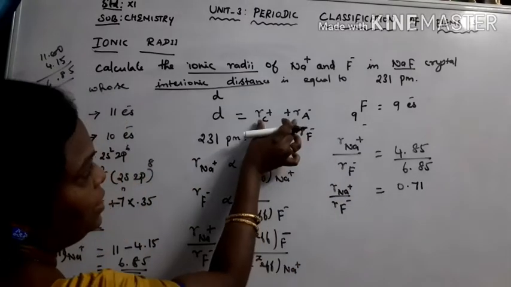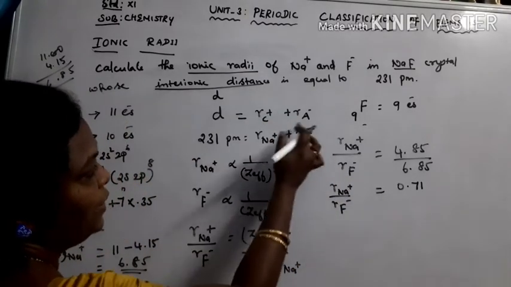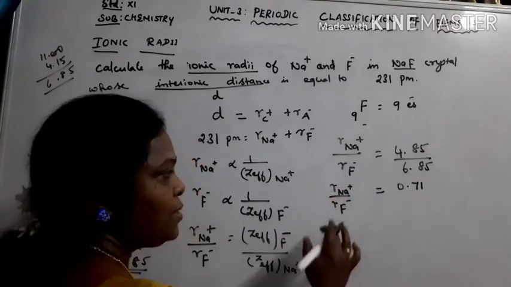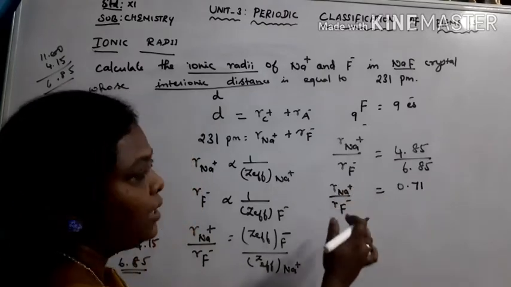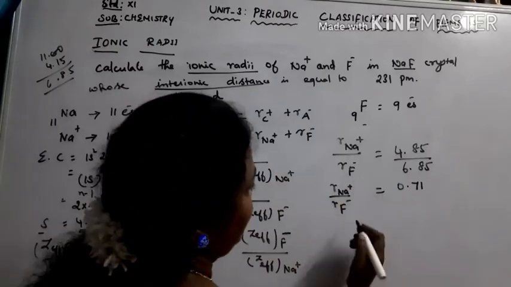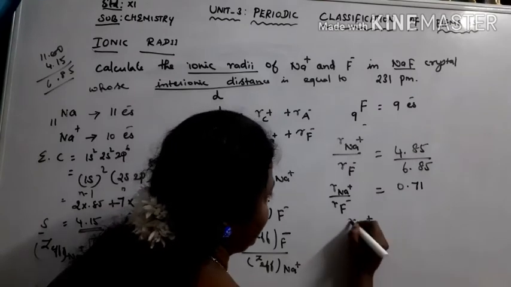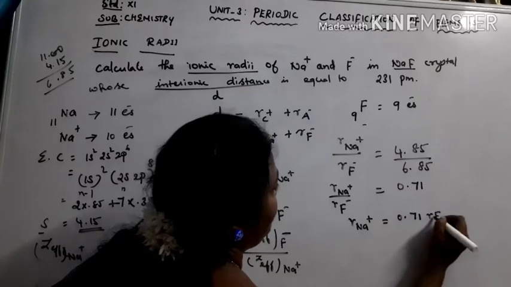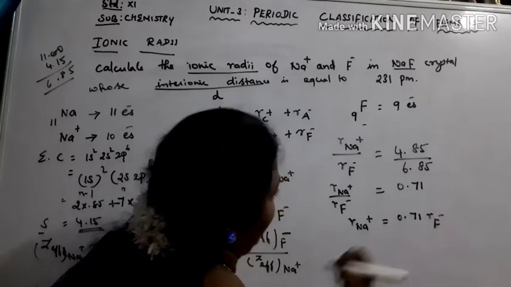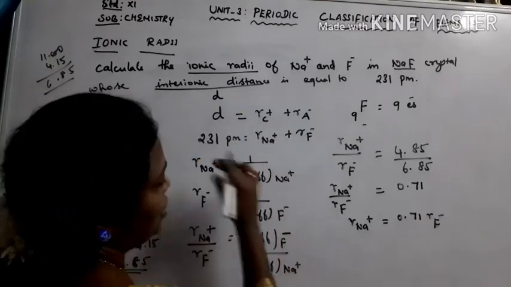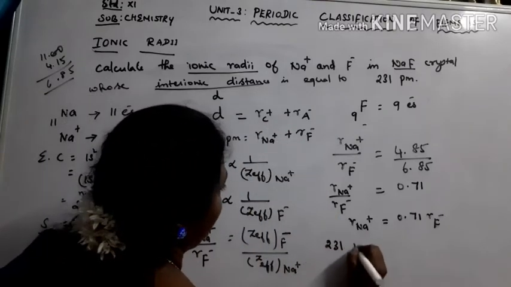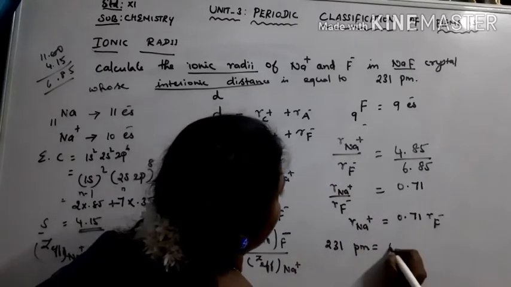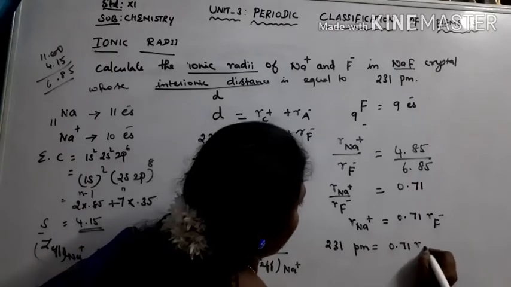Actually, now we have to substitute here, isn't it? Substitute here to calculate the radius of Na plus and F minus. If we know either the radius of Na plus or F minus, by substituting this we can calculate. Here these two are unknown. So let us consider radius of Na plus equal to 0.71 into radius of F minus. Now let us consider this equation: 231 picometer equal to, instead of Na plus, let us write 0.71 radius of F minus.